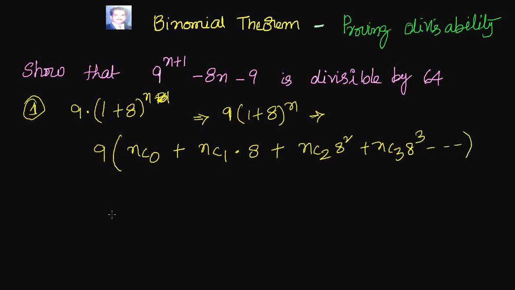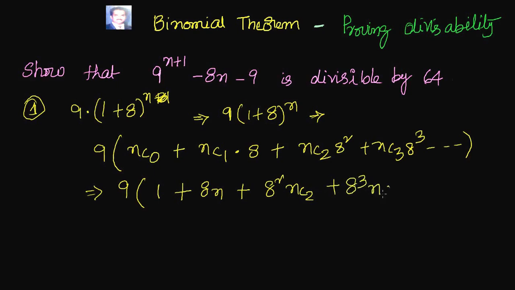This goes on. Now what we have to prove? We have to prove this whole thing. So let me simplify it one more time. nC0 is 1, nC1 is n, so 8 into n is 8n, plus 8 square into nC2 plus 8 cube into nC3, and so on. So this is what it is simplified to. Now what I have to prove is this minus 8n and minus 9.